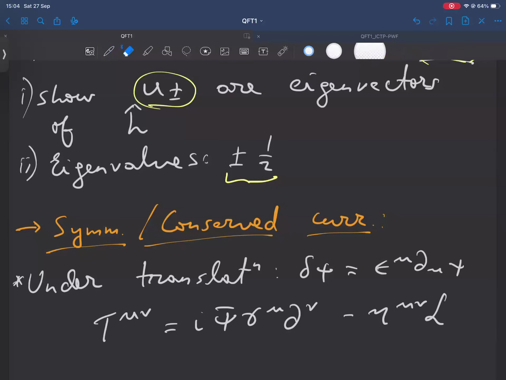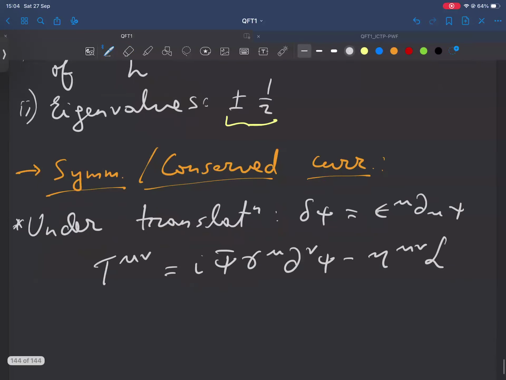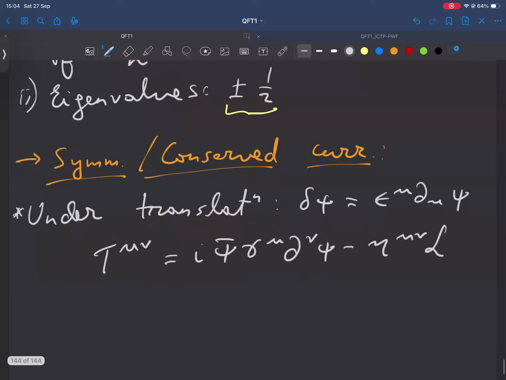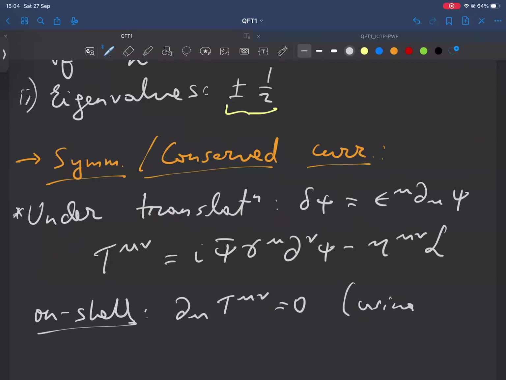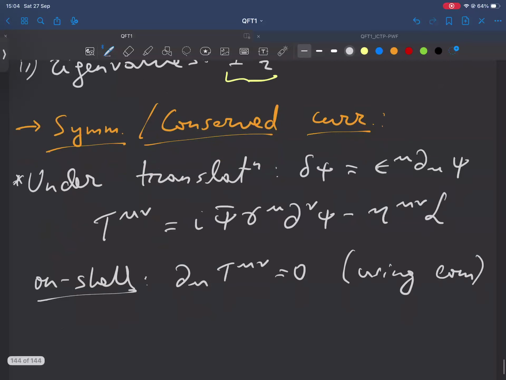So I won't go through the details here, because we did it for the scalar field in quite some detail, and this is exactly that. But now note that we had this concept that on shell, del mu T mu nu was 0, which was essentially saying, using equations of motion, we had this conservation of currents using Noether's procedure. So we always said that they were conserved on shell, which meant that the equations of motion have to be satisfied.